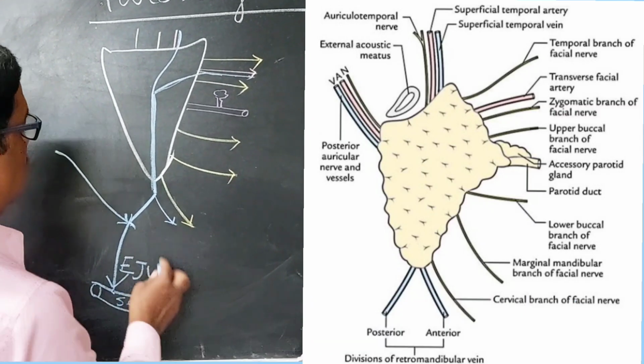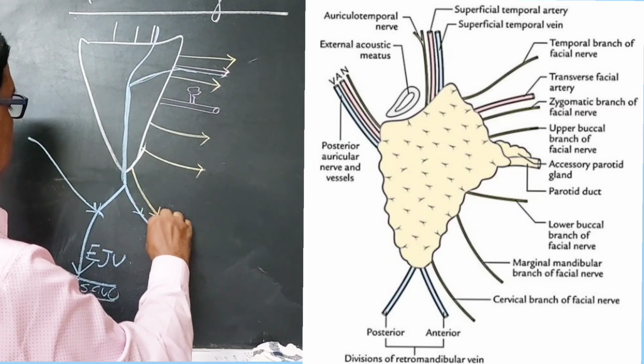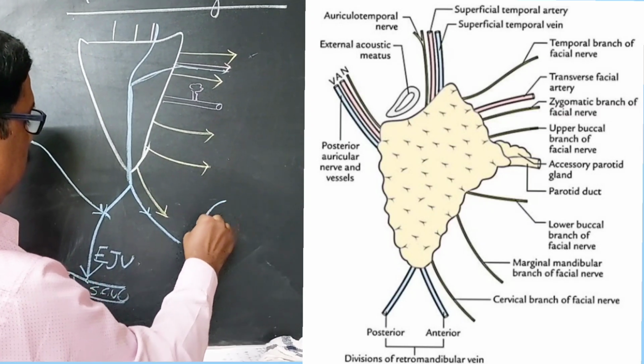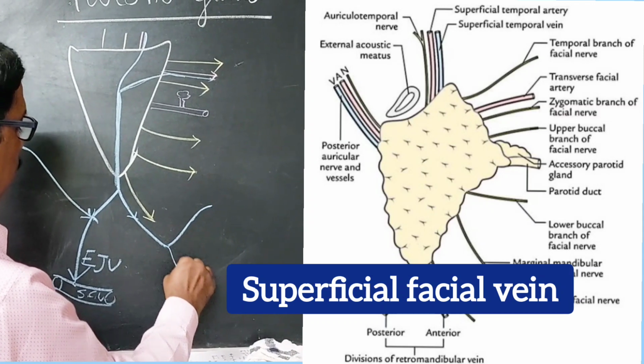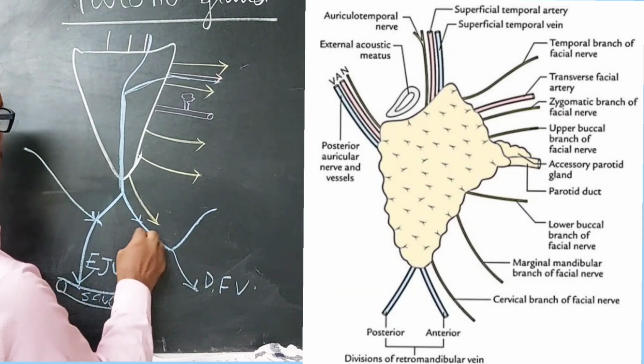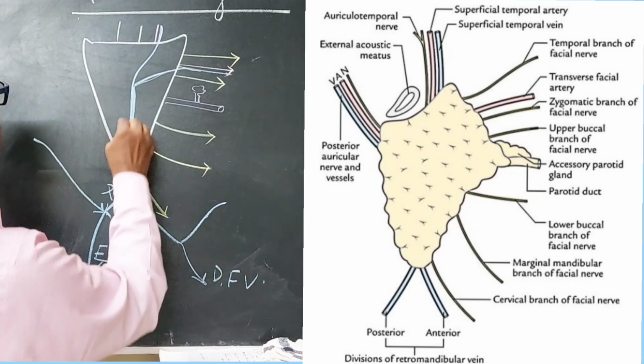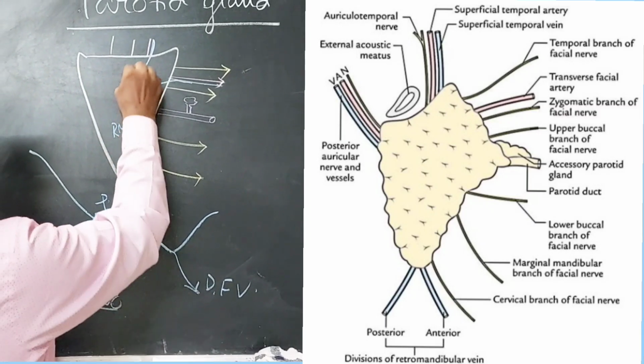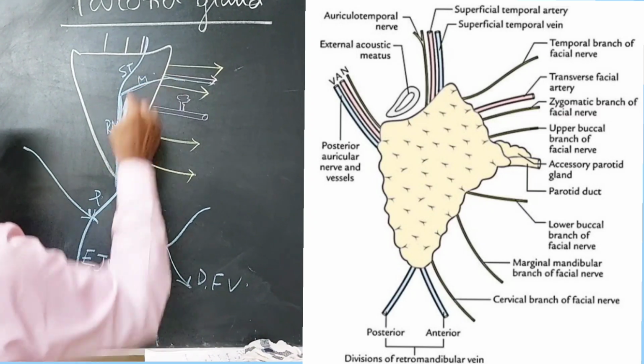Subclavian vein. And this anterior division, this one, it joins with the superficial facial vein to form the deep facial vein. This is anterior division, this is posterior division. This is retromandibular. It is superficial temporal, this is maxillary.